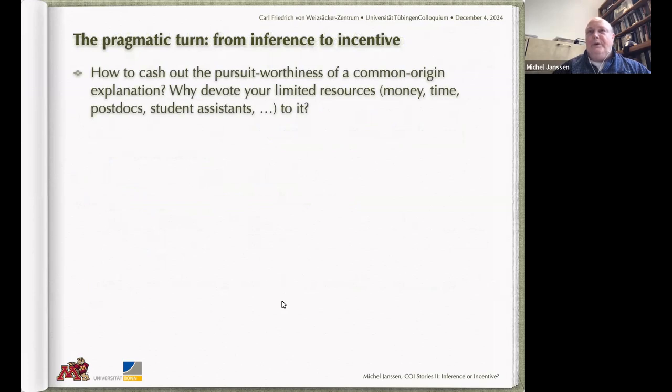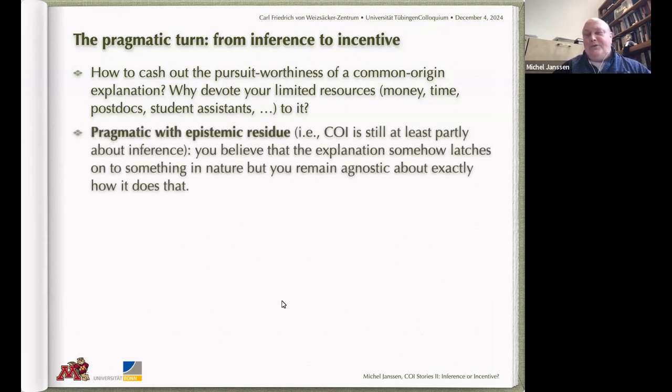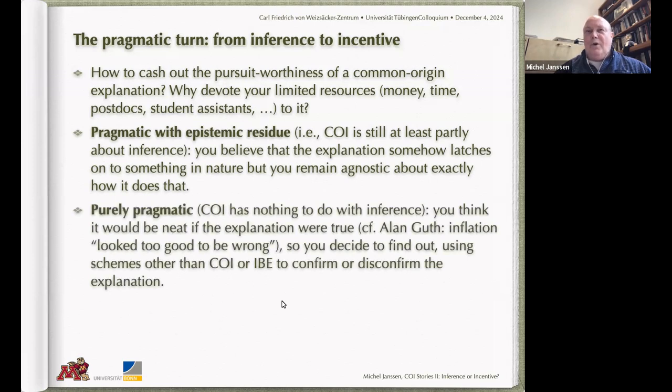All right, so pursuit-worthiness. How are we going to cash that out, right? Why would you devote your limited resources, money, time, and more importantly, postdocs, student assistants, why would you do this? And so you can be pragmatic with some epistemic residue, right? Where the COI is still at least partly about inference, right? So you believe that the explanation latches onto something in nature, but you remain agnostic about exactly how it does that. Or you can go whole hog, you're purely pragmatic, so it has nothing to do with inference.